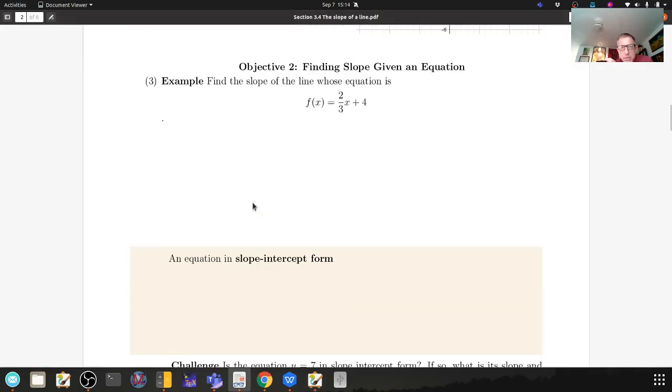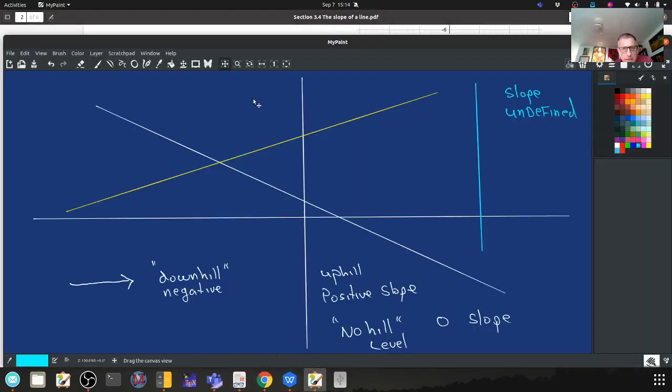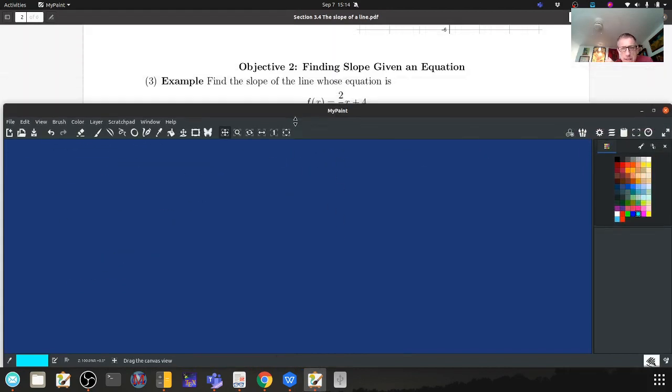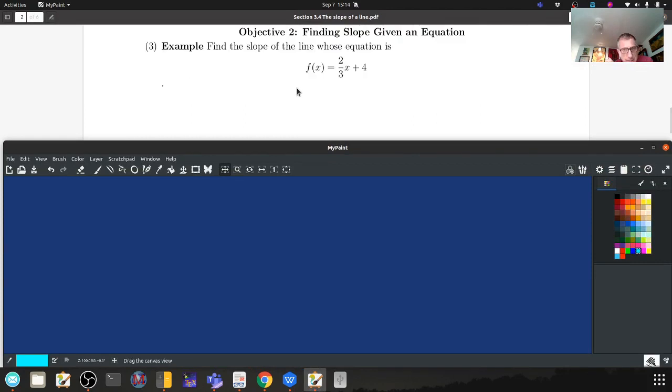So this objective 2 is really nice. The only thing that they do is they throw at you this f of x stuff. But remember, when we say that something is f of x, you're going to be seeing it again. Just a reminder, f of x denotes a function, and f of x is equal to y. So a point x, y on the function is a point x, f of x.